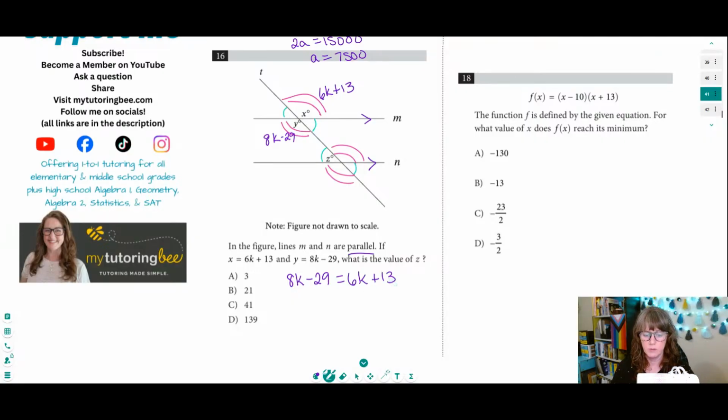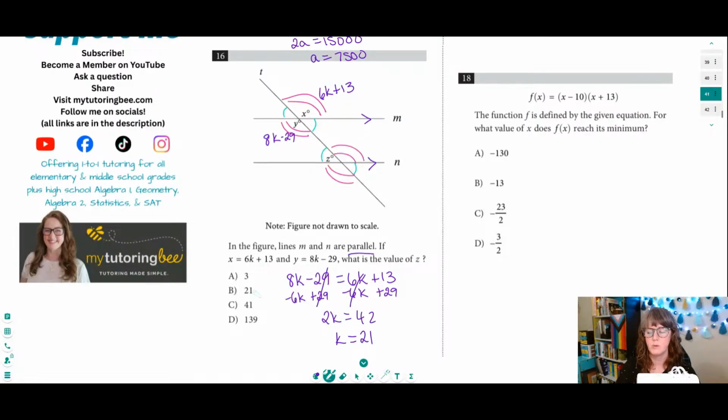All right, so now we're just solving for k. I'm going to subtract 6k from both sides, and I'm going to add 29 to both sides. So that cancels that out here. That cancels that out here. We're left with 2k equals 42, sorry. And then k equals 21.